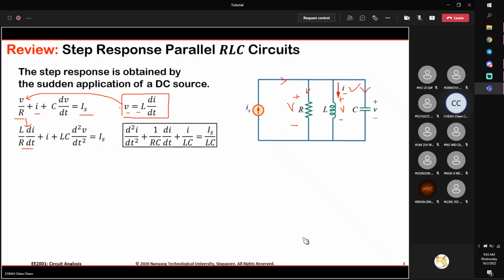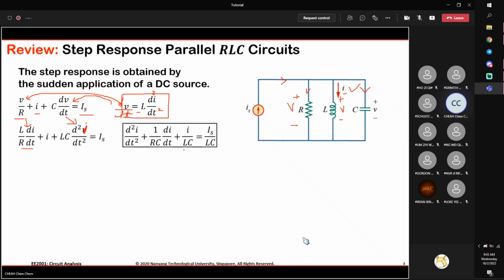Now dV dt, you just differentiate this one more time. dV dt is equal to d square I dt square. Then you substitute into here, you get this one, and d square v dt square is this I, right? So d square I dt square, right, is a second order, so you end up with a second order differential equation.